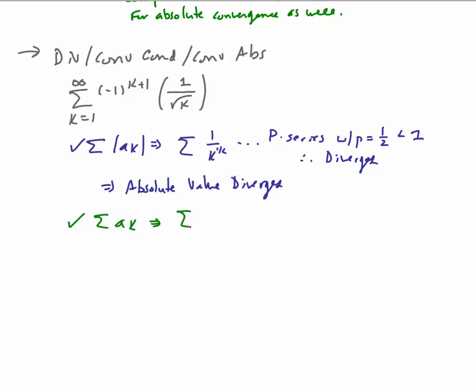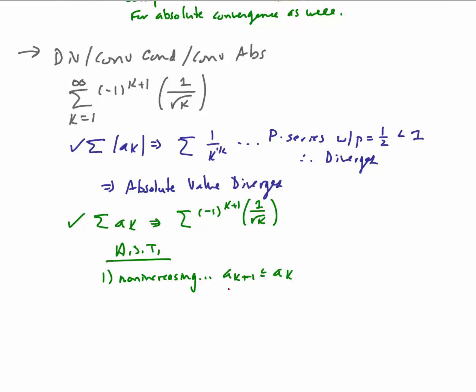So I'm going to check the alternating series, negative 1 to the k plus 1 times 1 over the square root of k. So I name my test, alternating series test. I show the criteria for the test. It's non-increasing, which would mean the next term is less than or equal to the current term. And I'm going to do this with a derivative. There's other ways to do it as well. You could compare term by term.